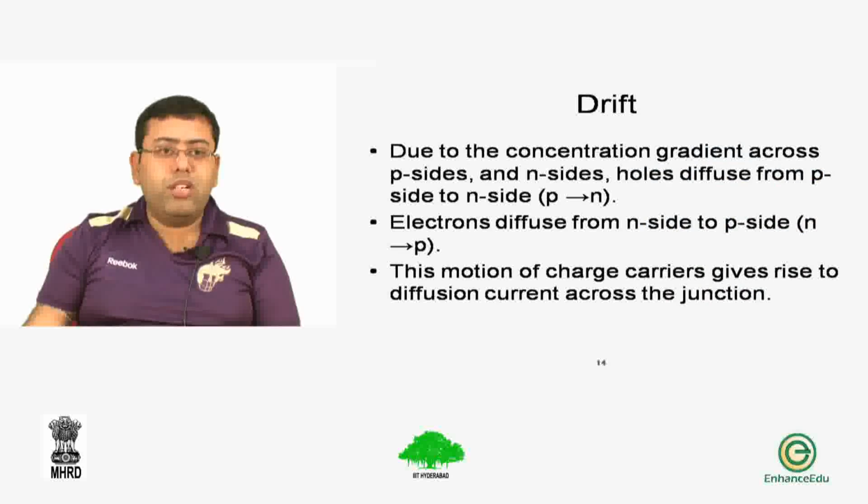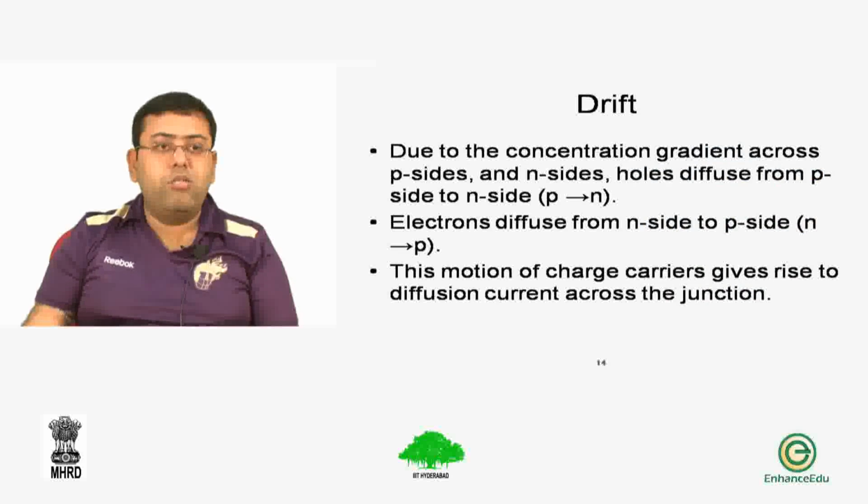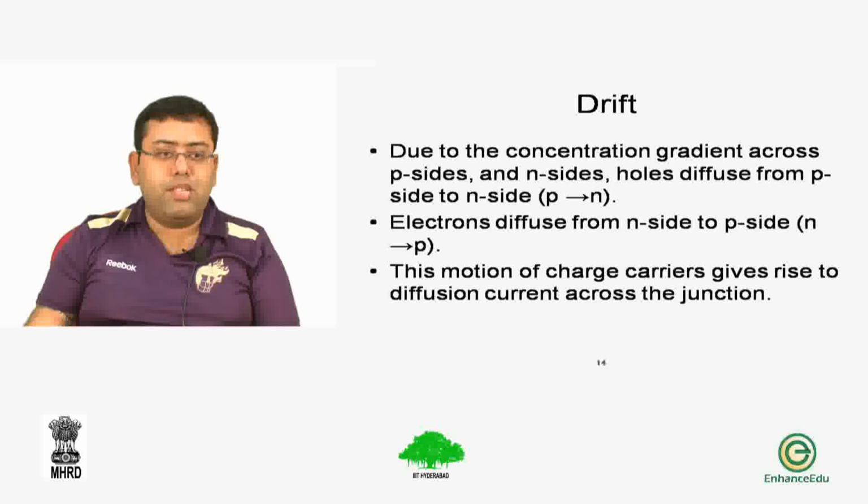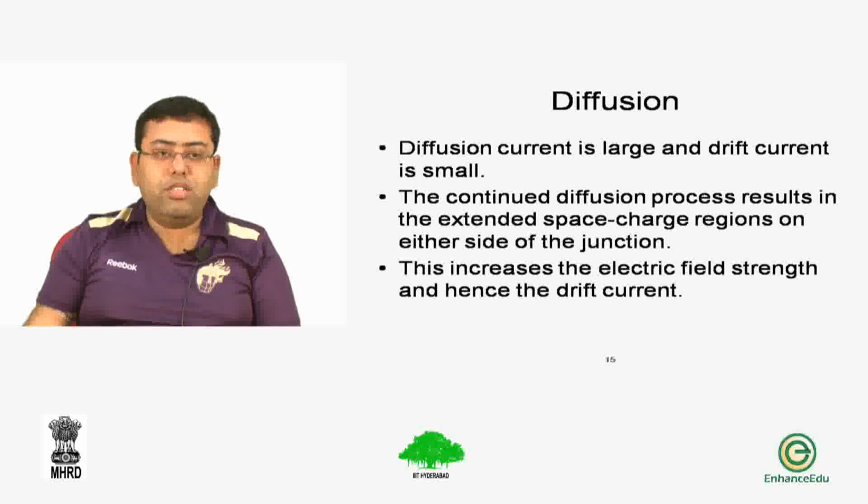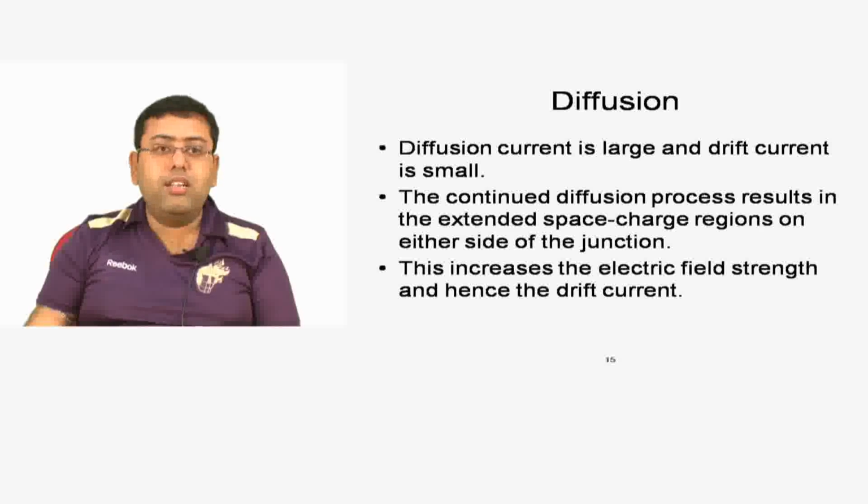Due to the concentration gradient across the p-type and n-type sides, holes diffuse from the p-type to the n-type side, and electrons diffuse from the n-type to the p-type side. The motion of charge carriers gives rise to diffusion current across the junction. The diffusion current is large and the drift current is small. The continued diffusion process leads to an extended space charge region on either side of the junction. This increases the electric field strength and hence the drift current.